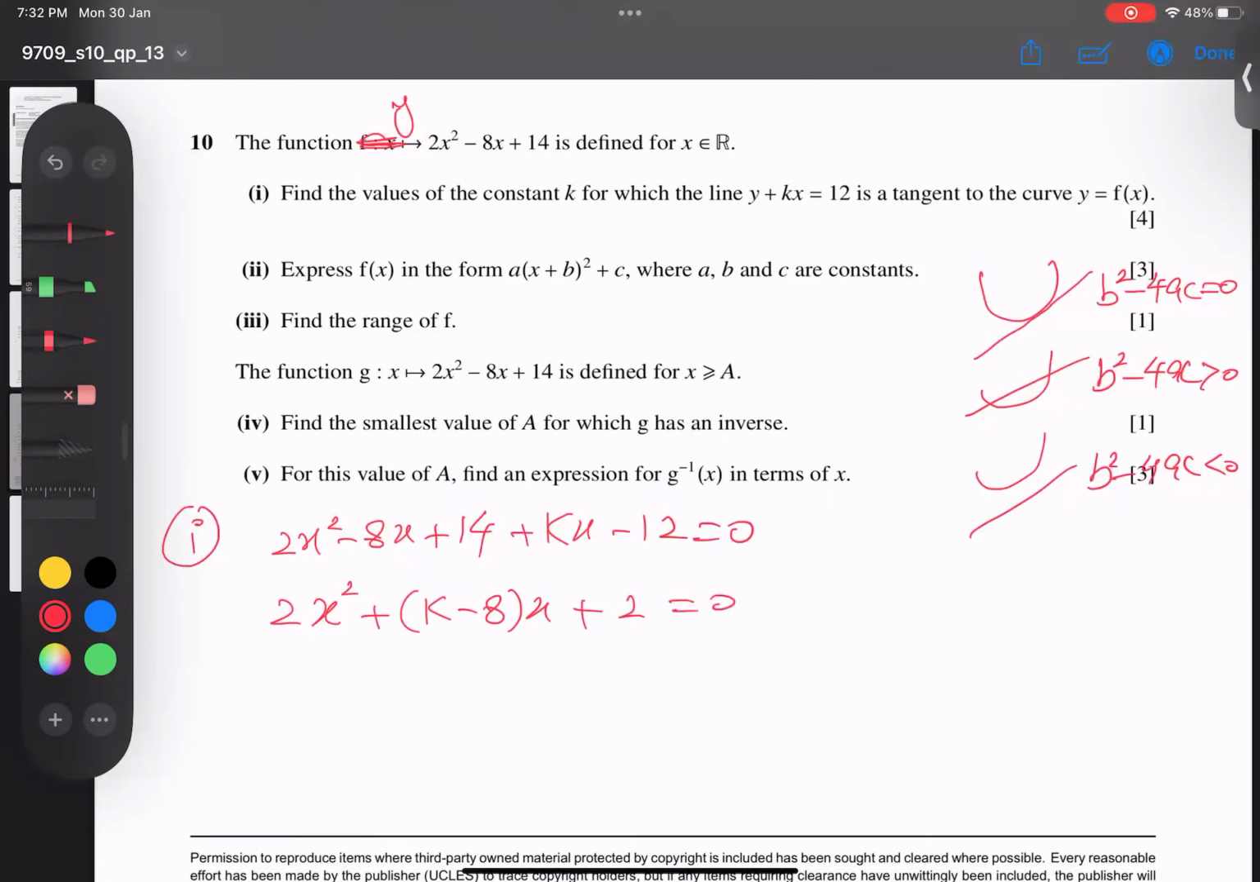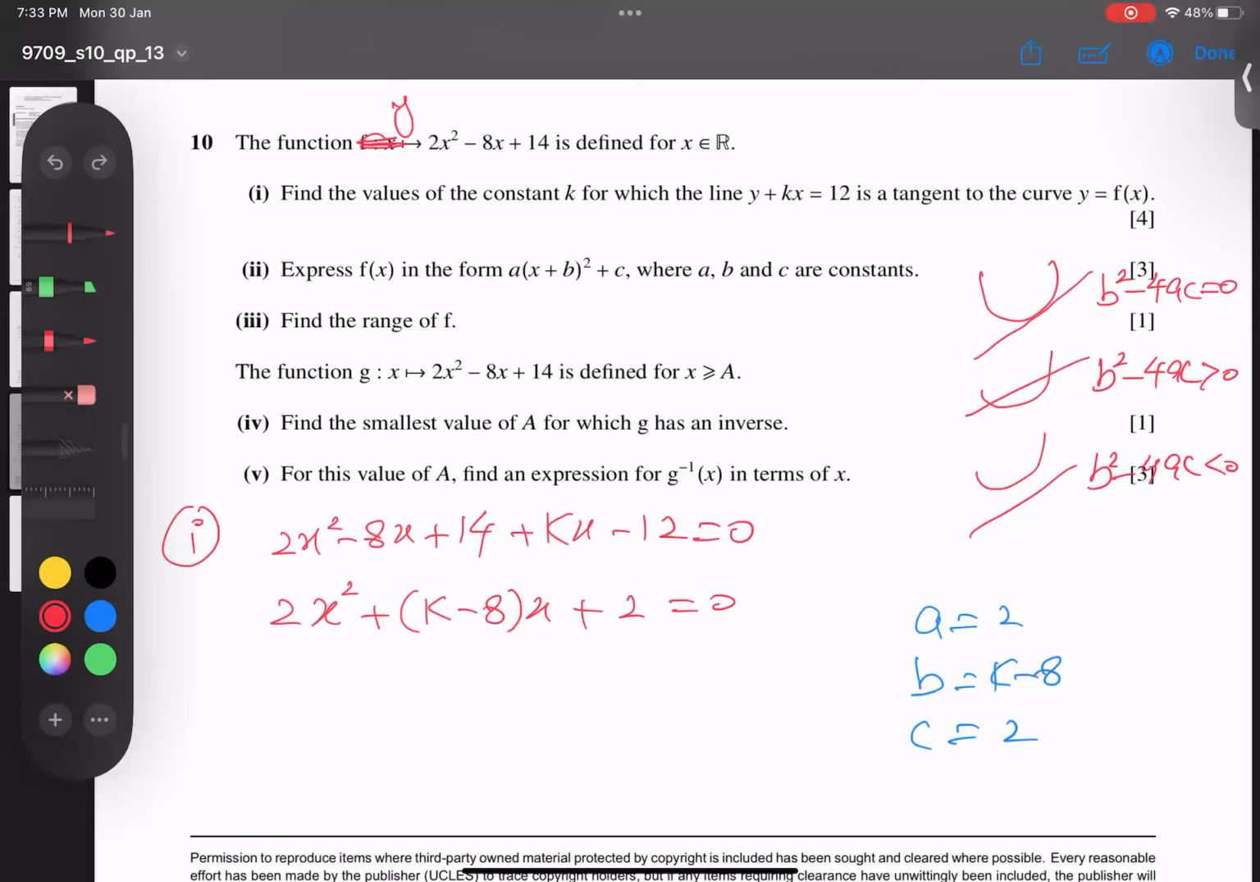What is the value of a? Actually, we have to apply the formula a, b, c. Beside x squared is called a. I'm writing here: a value is 2, b value is k minus 8, c value is 2. Repeat, x squared coefficient is called a, x coefficient is called b, and without x is called c.